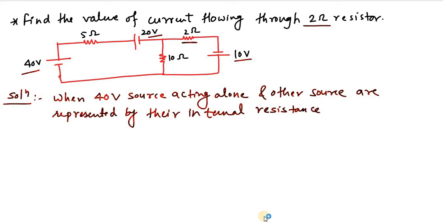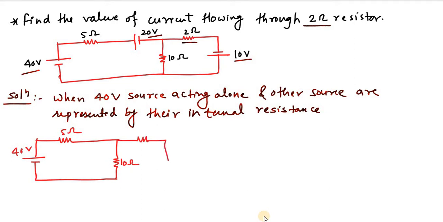So what will be the circuit diagram? It is 40 volt, 5 ohm resistor, and this 20 volt is short circuited. Again 10 ohm, 2 ohm resistor, and this 10 volt is short circuit. Now we will solve this circuit by mesh analysis. First assume this mesh current is I1 and this mesh current is I2.